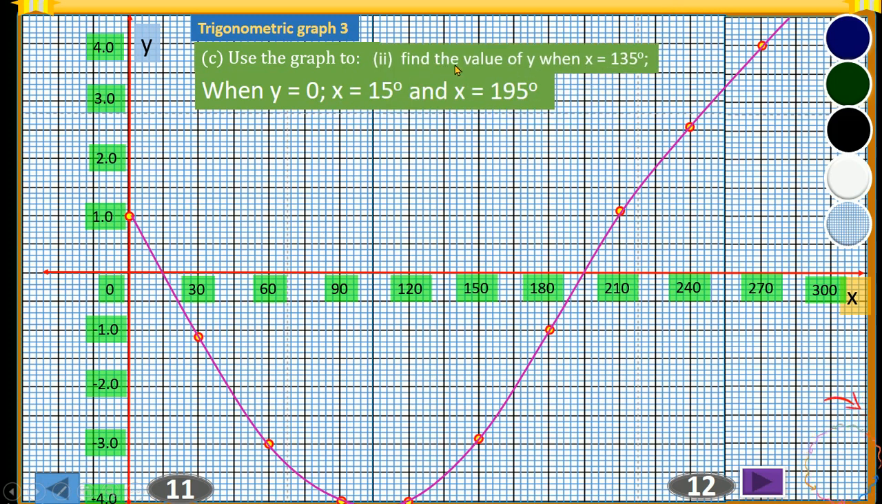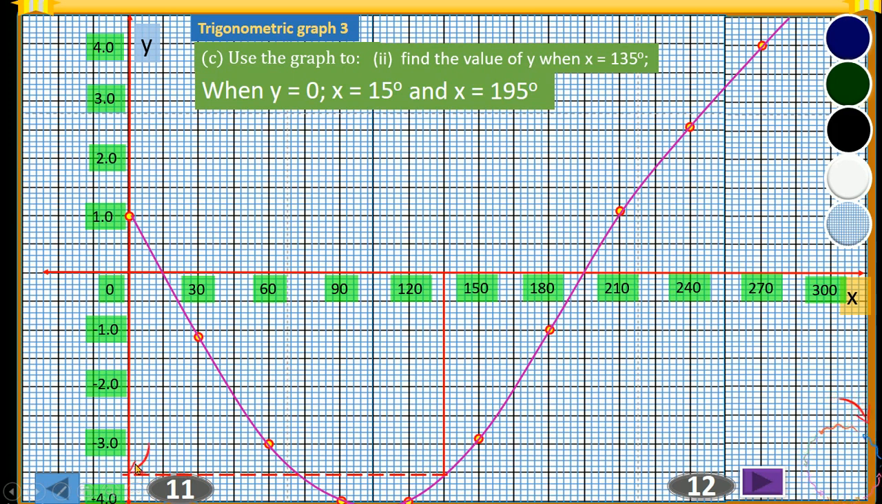Then the second question, find the value of y when x is equal to 135 degrees. 135 degrees, add 15 here, that's halfway between here. So add 15 here, we have 135. That's the point we are looking at here, 135. Then we are going to drop a vertical line from this 135 to touch the curve at this point. So now that's the line, and then it comes to the curve at this point. From this point, we are going to draw a horizontal line to the y-axis. Then that's the horizontal line to the y-axis.